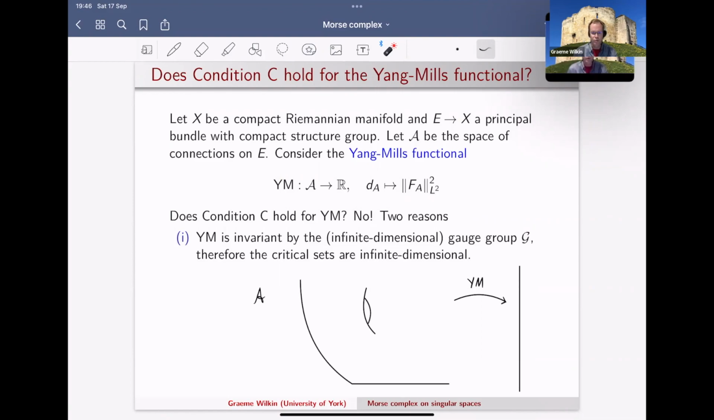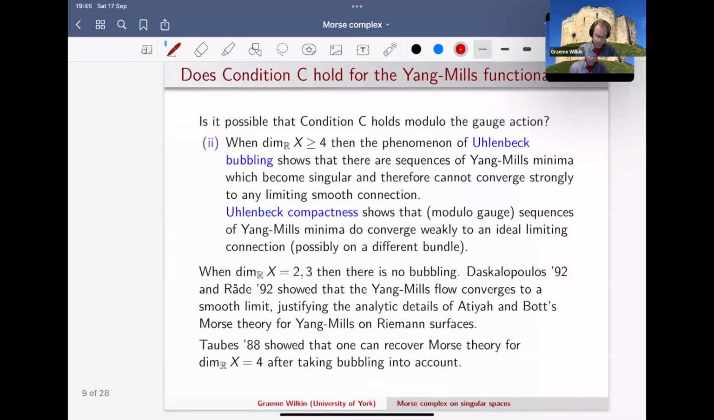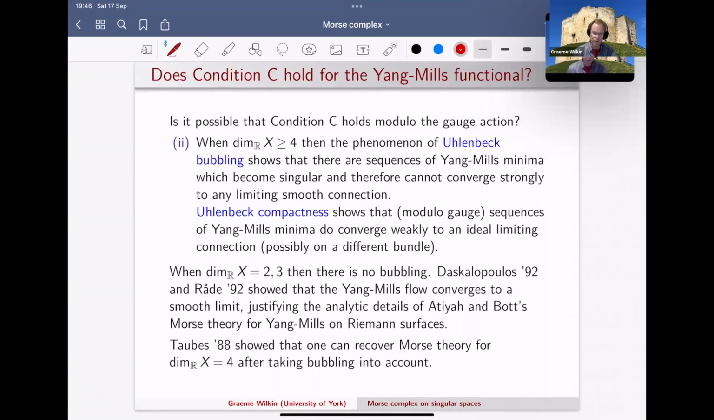So that means that the critical sets are infinite dimensional. And in particular, if you look at the minimum here, you can take some sequence along a gauge orbit that doesn't converge to anything. So condition C will then fail in this setting for simple reasons. So really the key is, you could then ask the question, does condition C hold modulo the gauge action? And this is where the Uhlenbeck compactness theorem that Cliff Taubes explained in his talk comes into play.